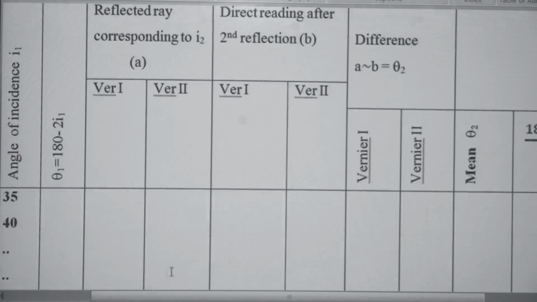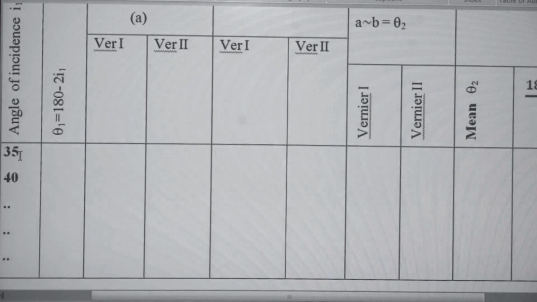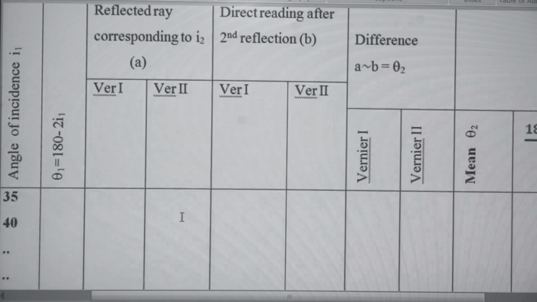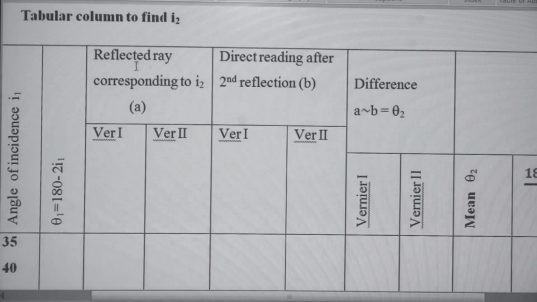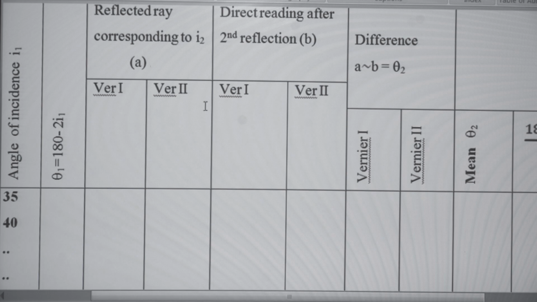Coming to the table column that we used here, for example, if we take the angle of incidence as 35, then the angle through which the telescope is rotated is 180 minus 2I. We are not taking a reading there. We obtain the reflected image, come back and observe the refracted image, bring it to the minimum deviation position and coincide it with the crosswire of the telescope. Then the telescope is moved once again to the other side and the reflected ray is observed, which corresponds to the angle of incidence I2. Then we take the vernier 1 reading and vernier 2 reading.